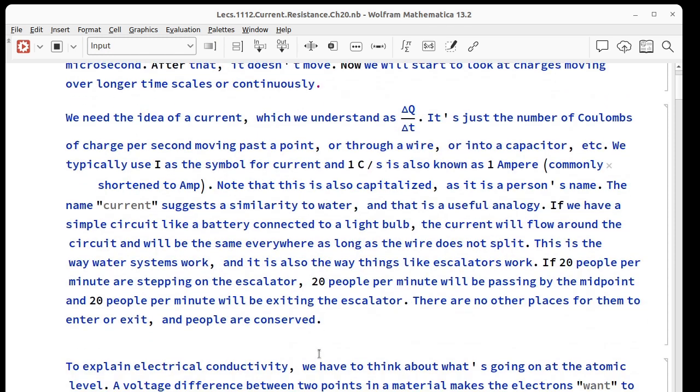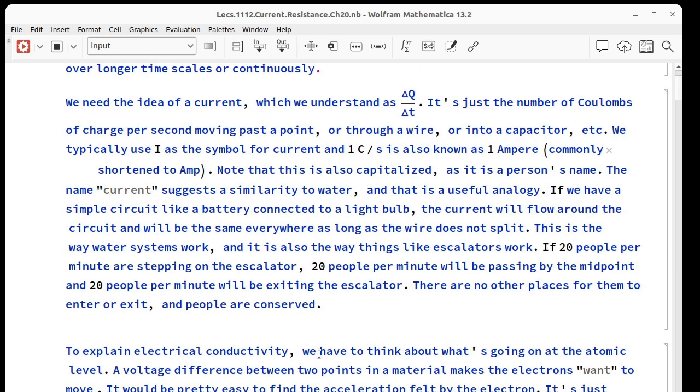We need the idea of current, which is essentially delta Q over delta T. It's how many coulombs of charge move per second past a point, or through a wire, or into a capacitor, or whatever. We typically use I as the symbol for current, and 1 coulomb per second is also known as 1 ampere. A lot of times people call this an amp. This is also capitalized because it's a person's name.